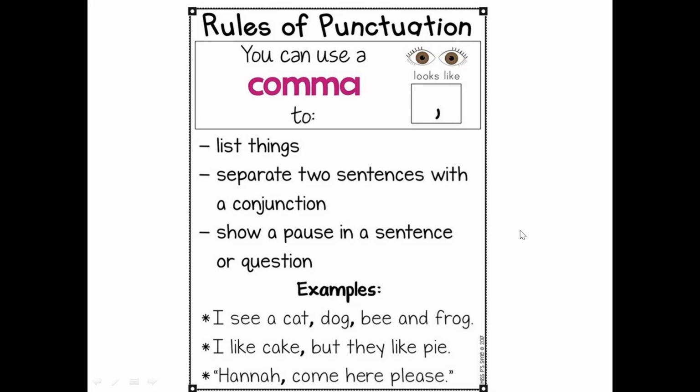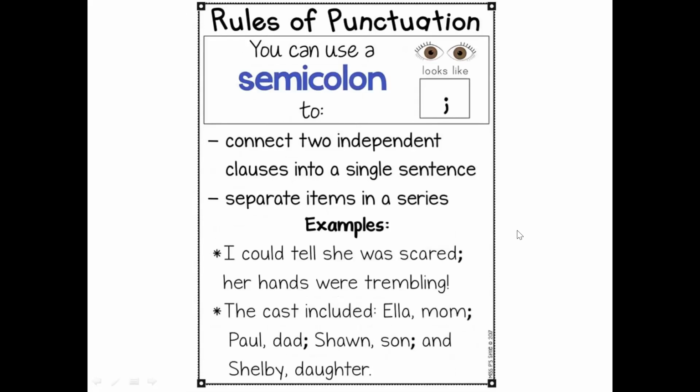We move on to the next part about the semicolon. We can use a semicolon to connect two independent clauses into a single sentence or separate items in a series. For example, number 1: I could tell she was scared; her hands were trembling. And example number 2: the cast includes Elmer, mom; Thor, dad; Sean, son; and Shelby, daughter.